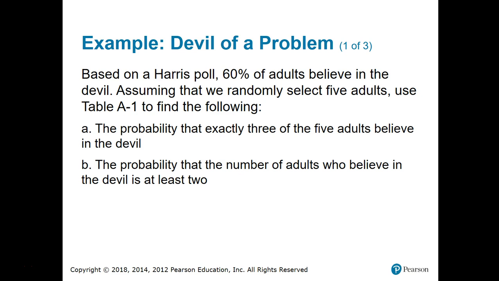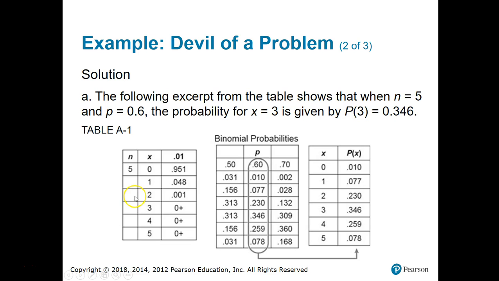All right, another example. Based on a Harris poll conducted by someone I'm assuming called Harris, 60% of adults believe in the devil. I'm assuming that's in the United States. Assuming that we randomly select 5 adults from a church, use Table A1 to find the probability of exactly 3 of 5 adults believing in the devil, and the probability that the number of adults who believe in the devil is at least 2. All right, so they got some probabilities here.